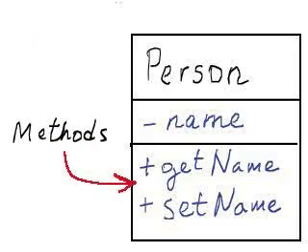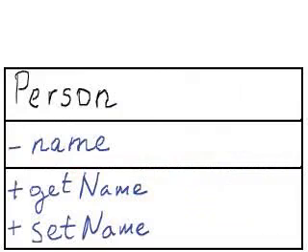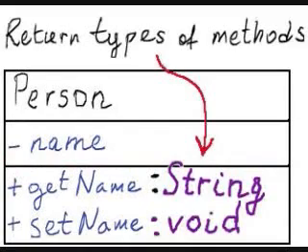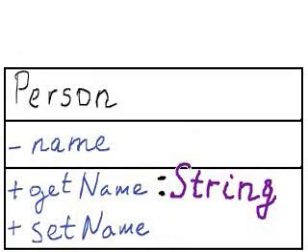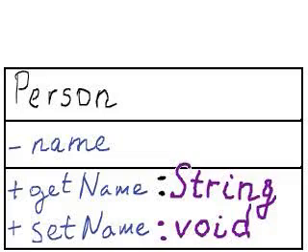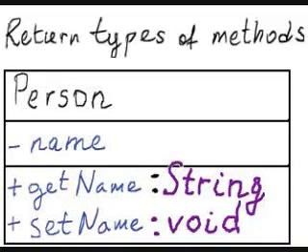The third section of the class diagram includes the list of methods. The colon sign separates the name from the type of the data that the method will return back to its caller. For example, string indicates that a string of characters will be returned back. A special return type, void, indicates that the method does not return any information back to its caller.